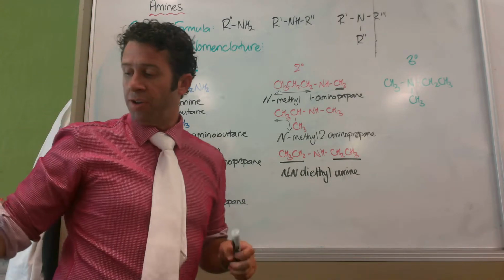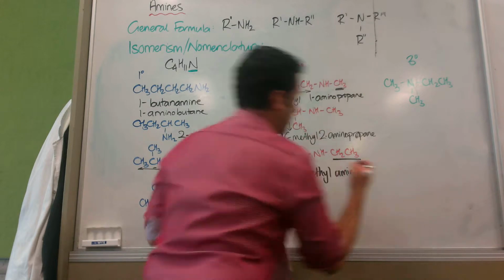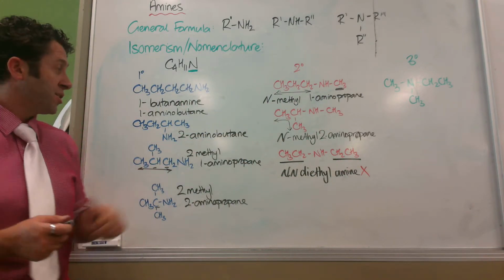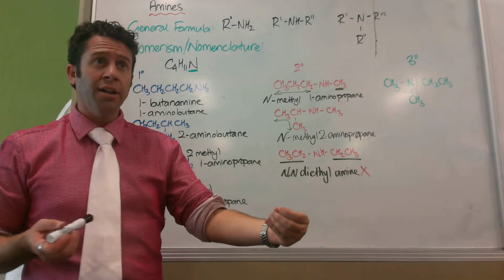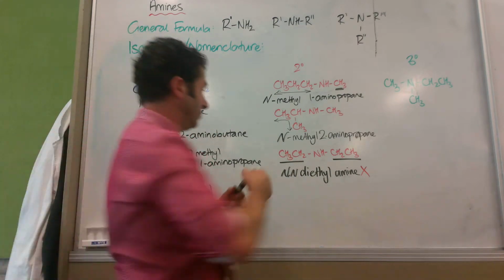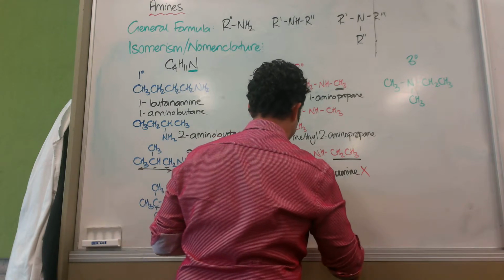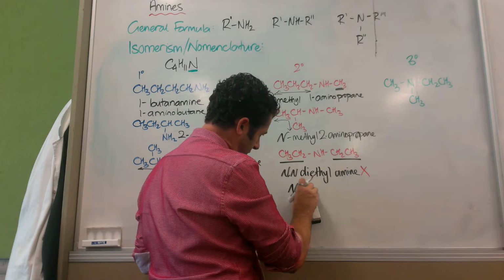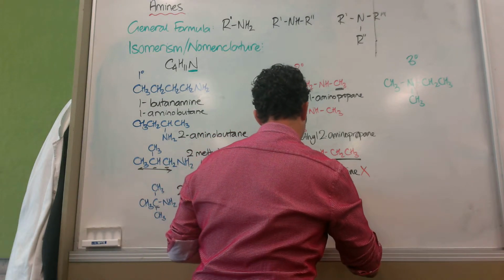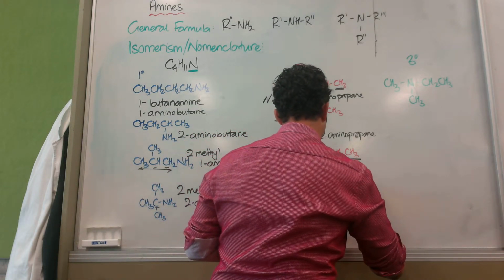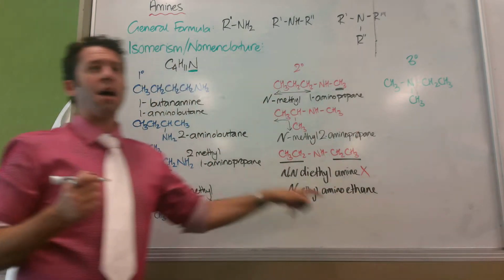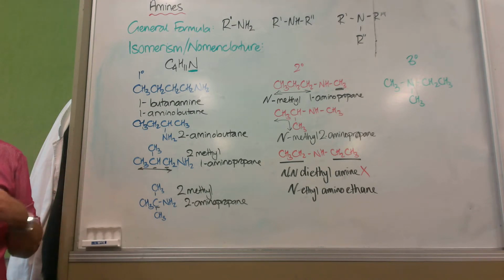That's what it used to be called. Okay? So I'm going to put a bit of a cross next to that one. It's not the way we want you to name it. We're going to continue with this system above. So here we've got N-ethyl aminoethane. That would be the way I'd expect you to name this. If you only have 2 carbons, there's no need to number them, okay? Because 1 and 2 are kind of the same.